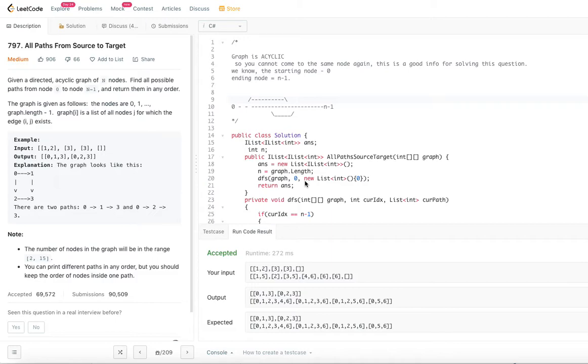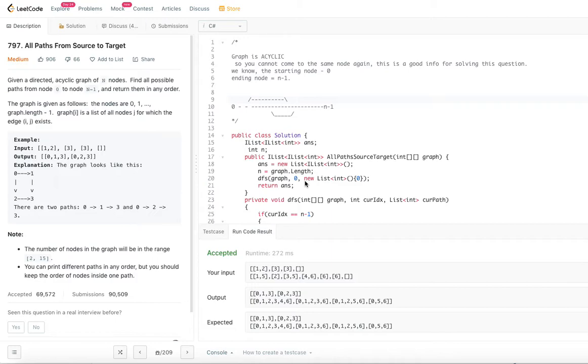Let's jump into today's problem. All paths from source to target. Given a directed acyclic graph of n nodes, find all possible paths from node 0 to node n minus 1 and return them in any order. The graph is given as follows. The nodes are 0, 1 and so on till graph length minus 1. Graph[i] is the list of nodes j for which the edge i to j exists.